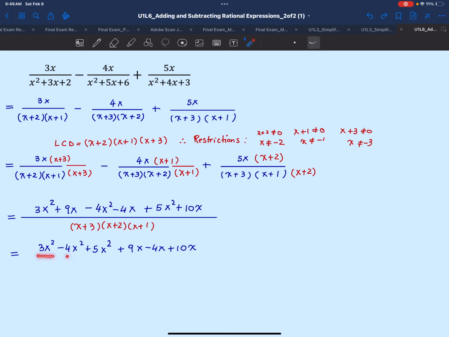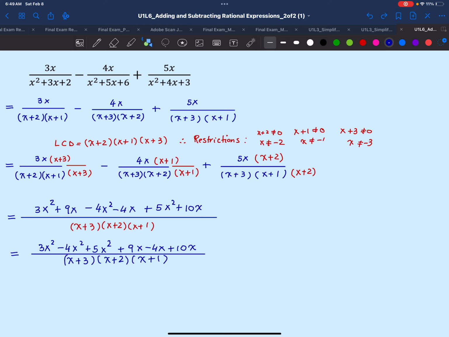So we have 3x squared minus 4x squared plus 5x squared. Here are all our x squared terms. And then we have 9x minus 4x plus 10x grouped together. And then everything will be under the denominator (x plus 3)(x plus 2)(x plus 1).